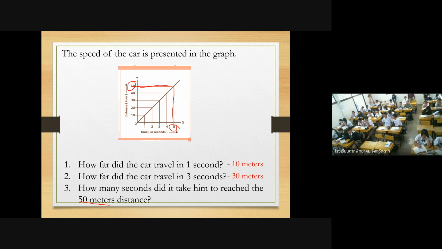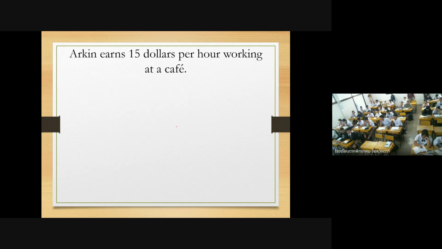5 seconds. So this is what a linear relationship is, okay? Associating one variable to another variable. And this is what we're going to study. Let's have another example. So Arkin earns $15 per hour working at a cafe.